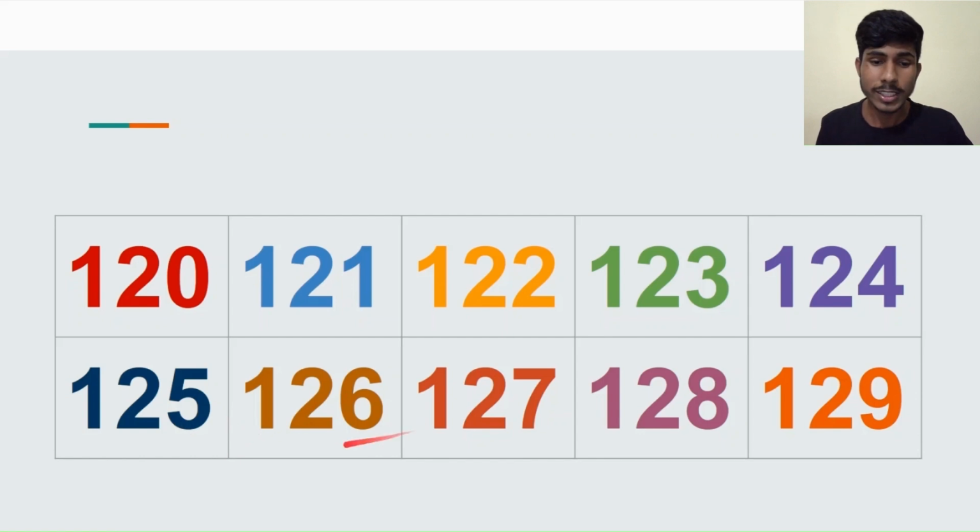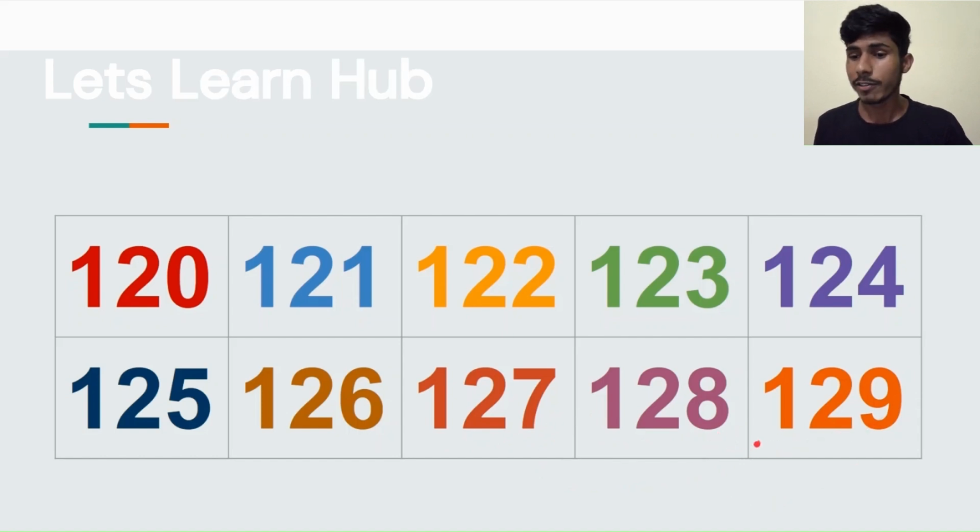Here the rightmost digit is 6, so you need to change 6 to 7, you will get 127, right? Again you need to change 7 to 8, you will get 128. Again you need to change 8 to 9, and you will get 129. Now you reach 129, right? Now it's simple now, right?